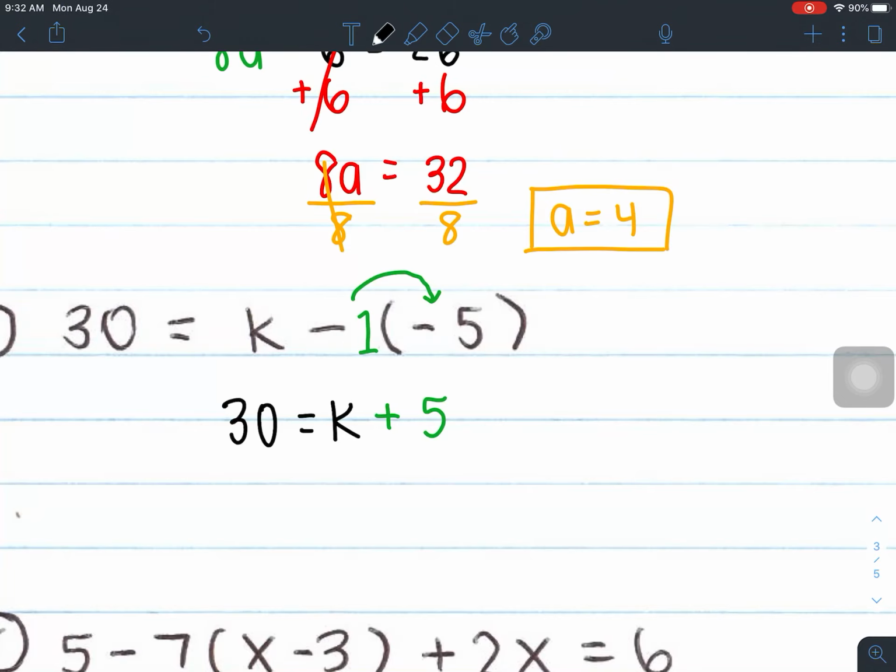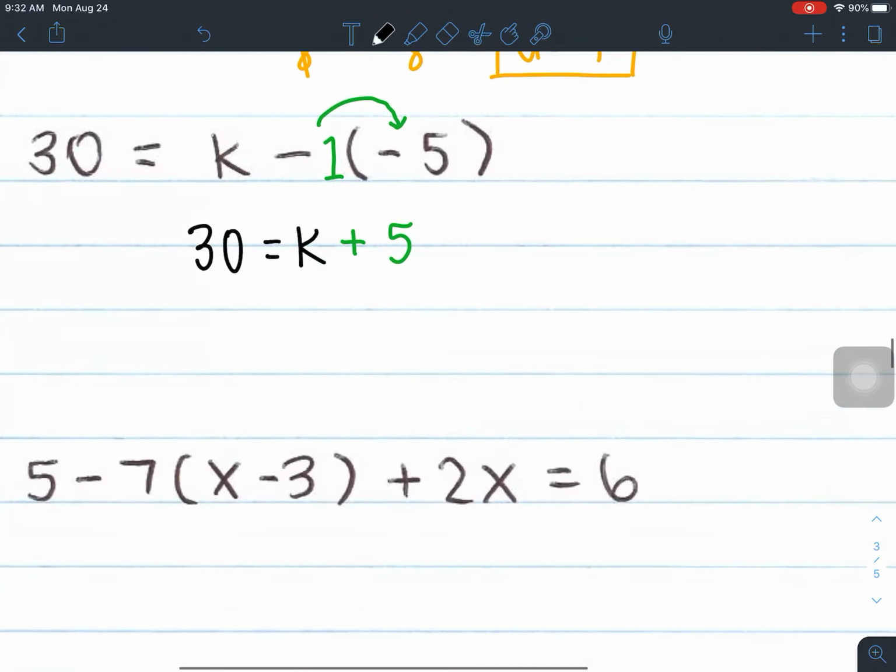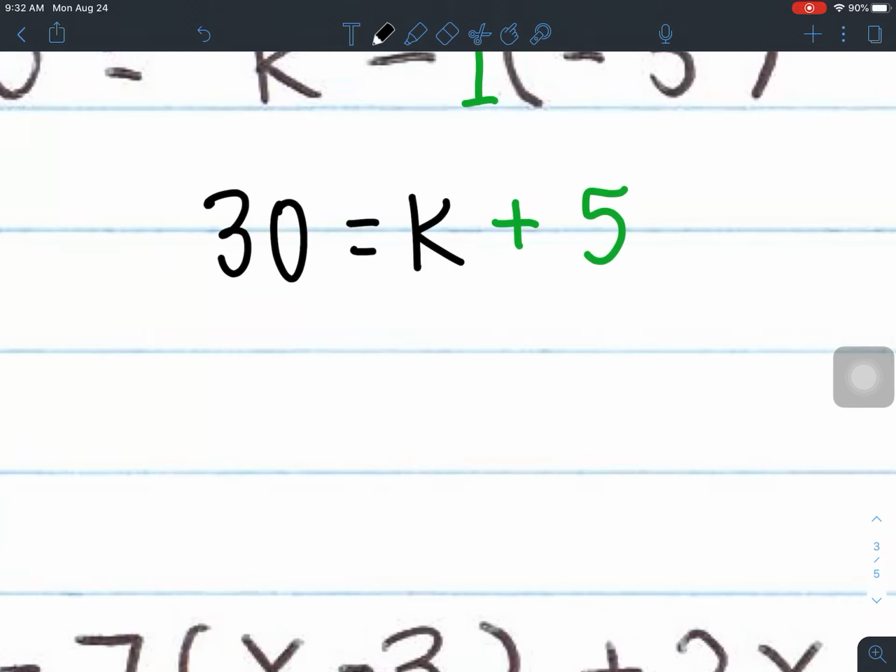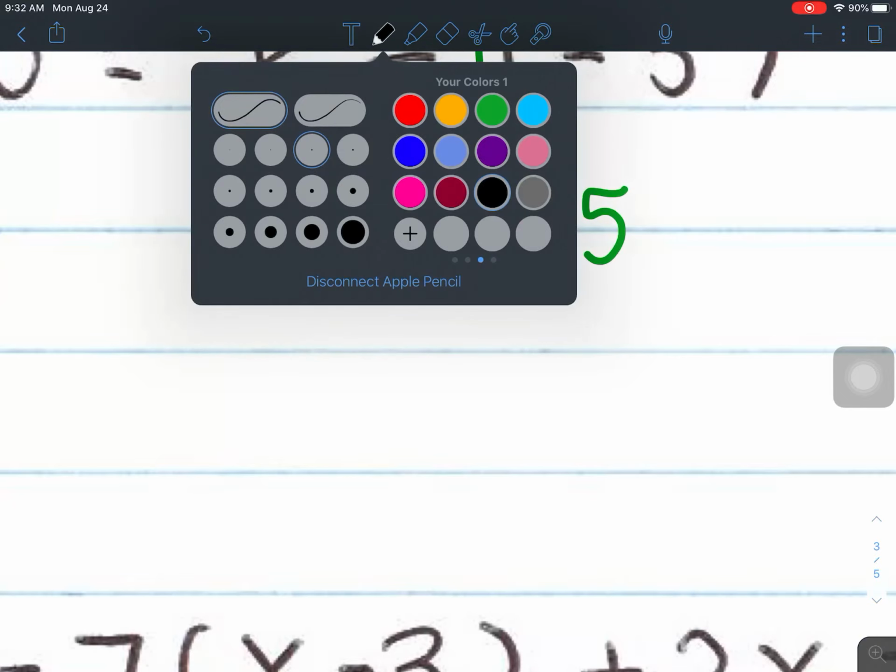So I left the 30 equals k the same, but all I've done is gotten rid of the parentheses. So how do I get k by itself? Well, in this problem, usually our variable is on the left, but this time it's on the right. Does it really matter which side it's on? Not really. The goal is still the same, get the variable by itself.